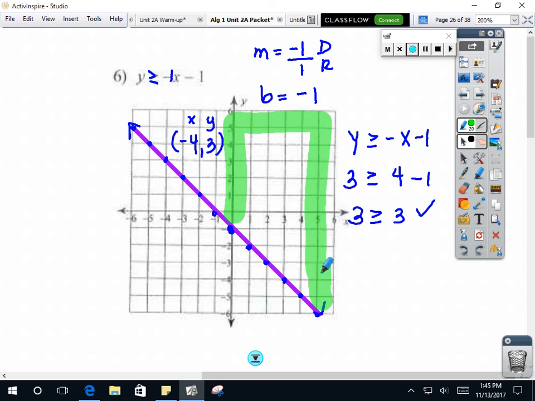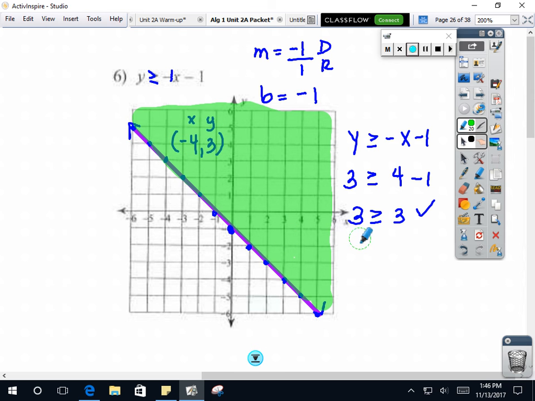You don't have to do the stuff I'm doing on the side. You just need to graph it, draw the line, and shade it. I'm just doing all that for teaching purposes, showing you why the shaded area is the solutions, because those points are the ones that make true statements.